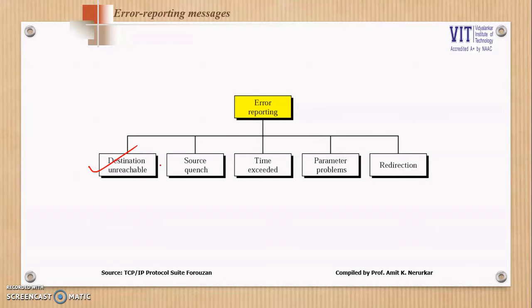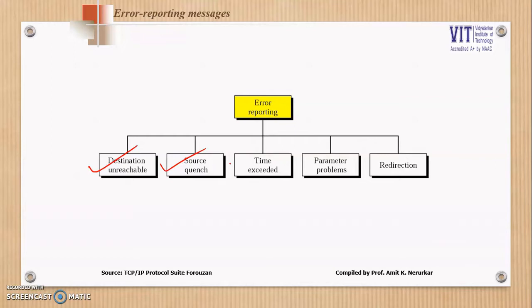The second message is known as source quench. Whenever a sender is on a fast network and a receiver is on a slow network, what generally happens is this causes congestion, this causes a bottleneck issue. So during such a problem, the source quench message would be sent to the sender informing it to slow down because it is causing congestion in the network.